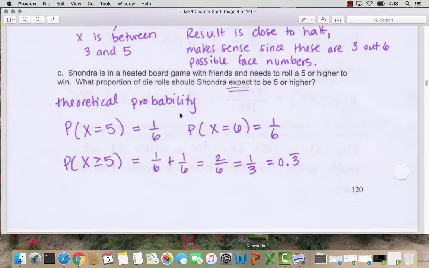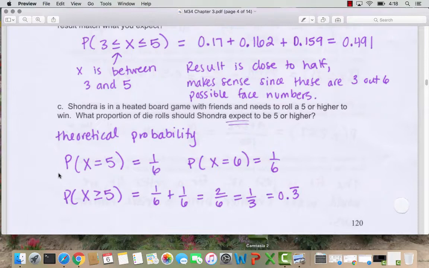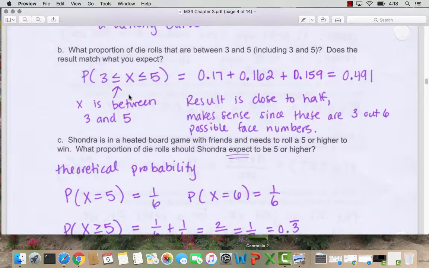Notice here in this notation I'm saying the probability x is greater than or equal to 5. When we were figuring out the probability of being between 3 and 5, we used the inequality with x in the middle in this way. This is saying 3 is less than x, which is less than 5, which is saying x is between 3 and 5.